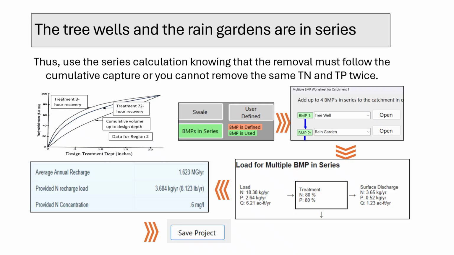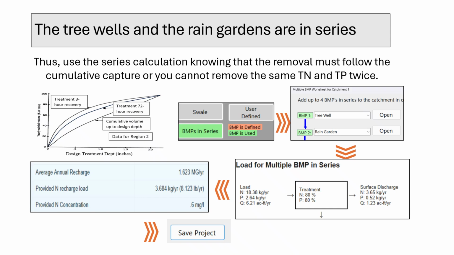Since the tree wells receive runoff water and their overflow then flows directly into the rain gardens, these two best management practices are considered to be in series. This means we must use the series calculation routines. It's crucial to understand that because there's no additional catchment input between the tree wells and the rain gardens, the removal of pollutants like total nitrogen, TN, and total phosphorus, TP, must follow cumulative capture curves. You cannot simply remove the same amount of TN and TP twice, which is why a series calculation is necessary to accurately model the combined treatment.